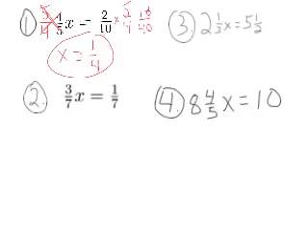So you're going to do the same thing on number 2. Number 2, the equation is 3/7 x equals 1/7. So you're going to start by multiplying by the reciprocal on both sides of the equation. Now let's check and see how you did.